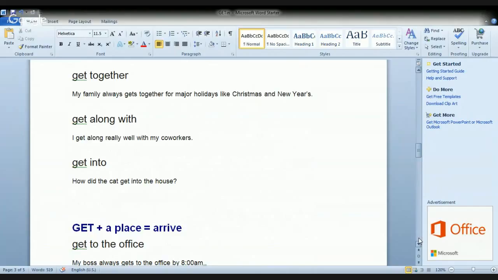The next one is get together. So my family always gets together for major holidays like Christmas and New Year's. So get together means gather. I think that's where the verb gather came from, is get together, or vice versa. But get together is when you go to one place at the same time. Any questions with that one?